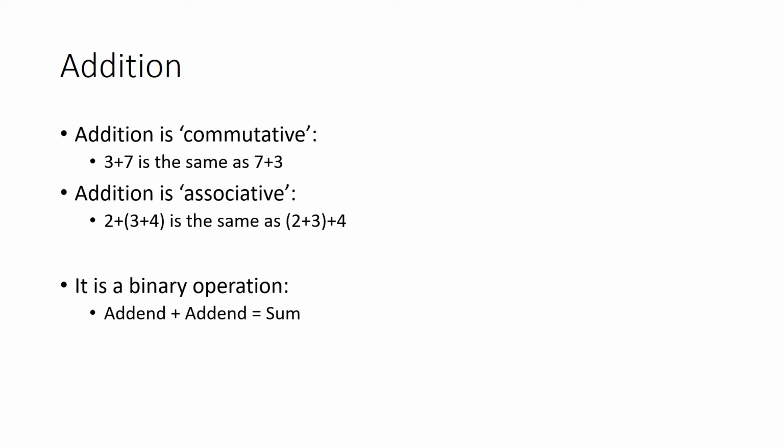Addition is a binary operation, as we said. So the two numbers that you're adding together are technically referred to as addends, probably not a name you've often heard them called, but the answer you get is called a sum.